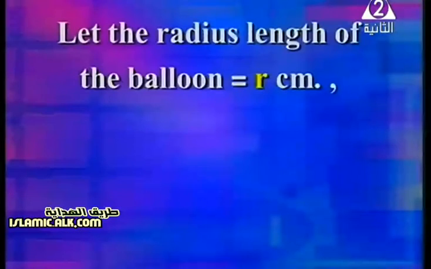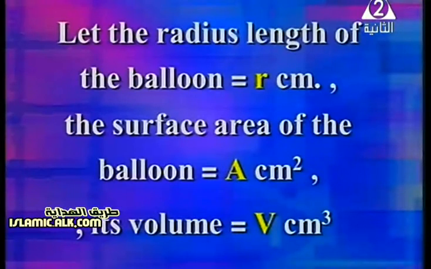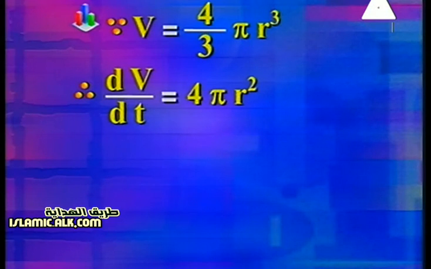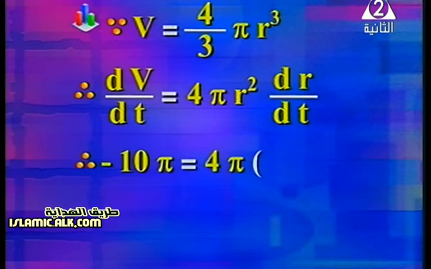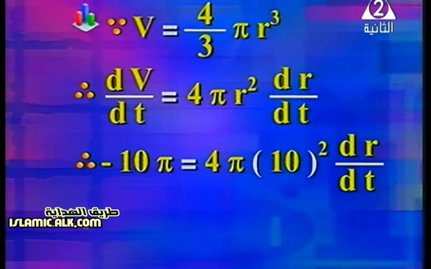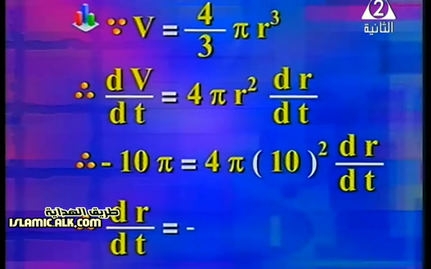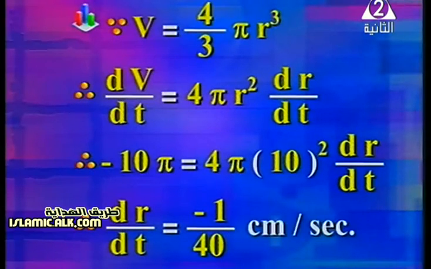Look at the student. The radius length of the balloon equals r, surface area equals A, volume equals V. Then V, the volume of a sphere, equals 4/3 pi r^3, dV/dt = 4 pi r^2 dr/dt. Then dV/dt = -10 pi = 4 pi times 10^2 times dr/dt. Then dr/dt equals -1/40 centimeter per second.